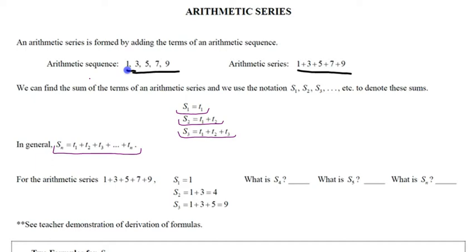Now, we already have some skills for dealing with arithmetic sequences, right? We know the formula. We know that T sub n is T1 plus n minus 1 times d. Okay, and now we're going to develop a formula for S sub n, the sum of the terms in an arithmetic series. So sometimes I will misuse the words. You can feel free to correct me if you like.